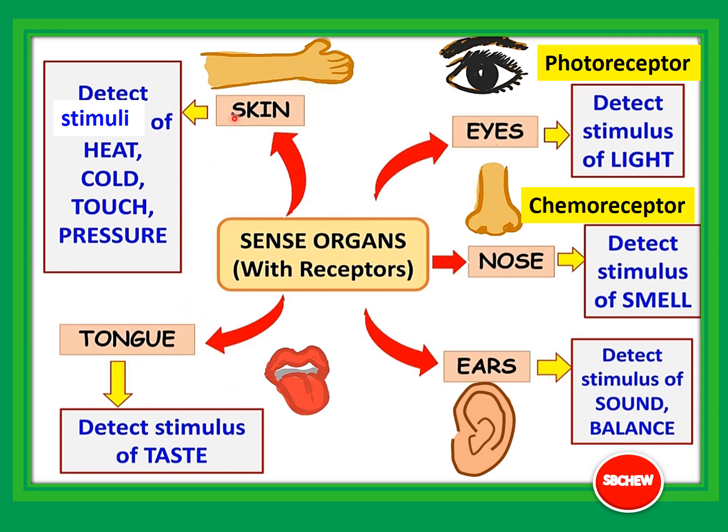The skin has many different types of receptors that can detect different stimuli such as heat, cold, touch and pressure. So you have heat receptors, cold receptors, touch receptors, and pressure receptors.